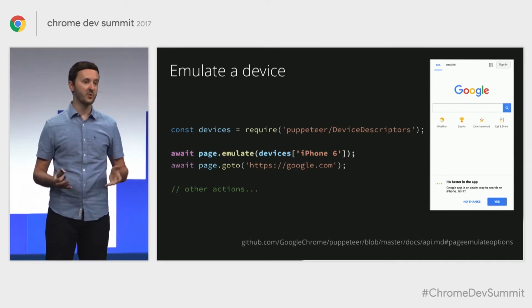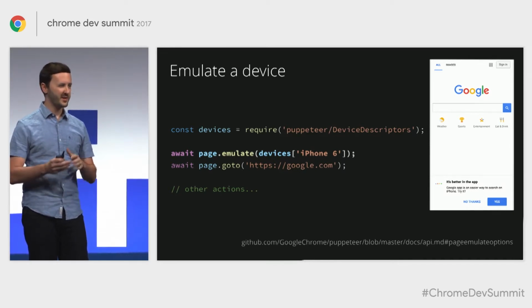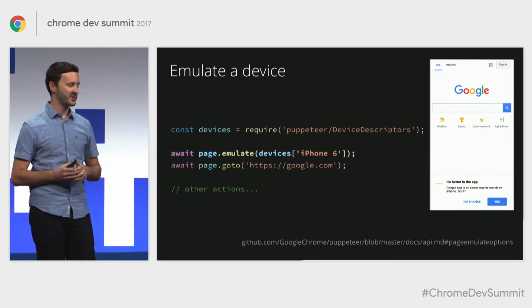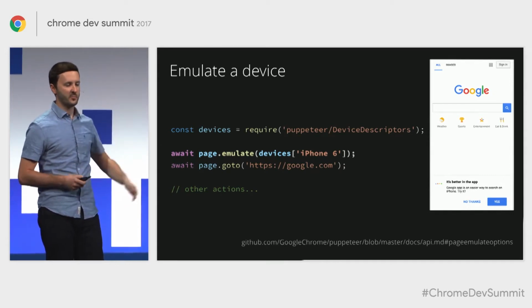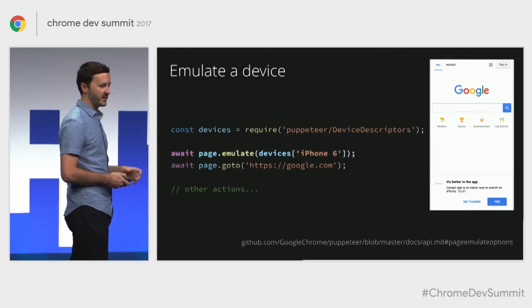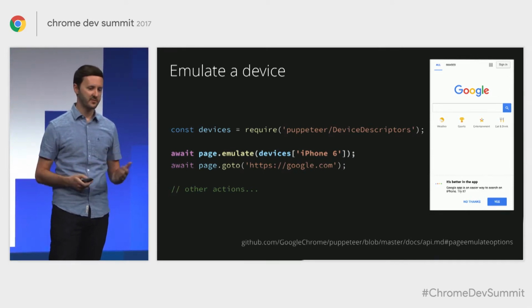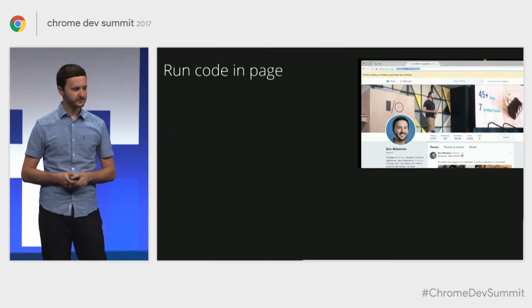So maybe you want to test the mobile version of your site. Using Puppeteer's APIs, you might not know the viewport settings or the emulation settings for that. We have pre-canned device descriptors that have all those settings and widths and everything. Here I'm just emulating an iPhone 6 and navigating to google.com. So maybe I can screenshot that page or do whatever I want with it.